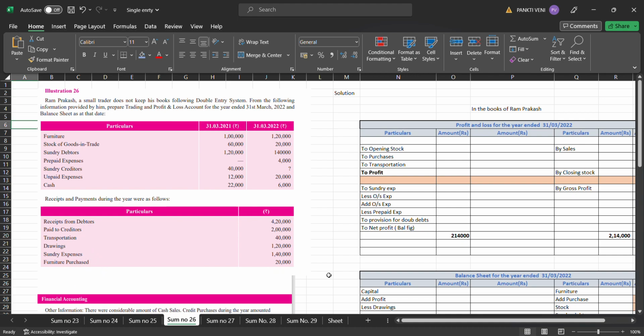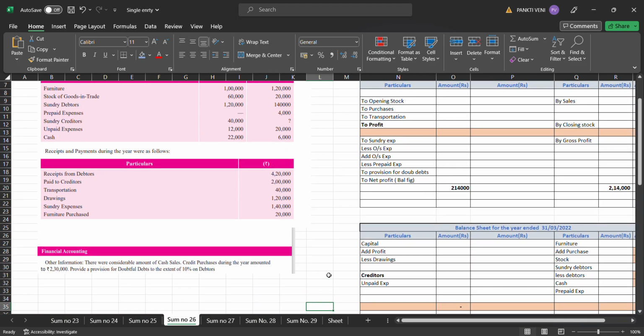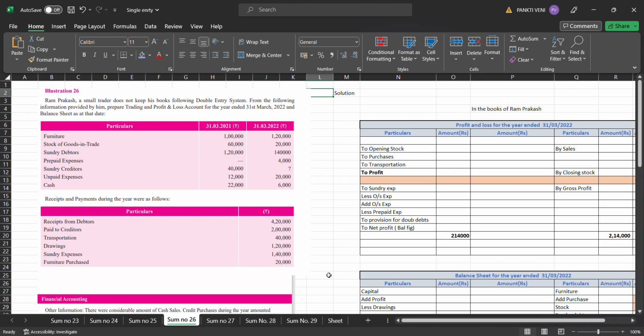We have other information. There were considerable amount of cash sales. Credit purchases during the year amounted to rupees 2,30,000. Provide a provision for doubtful debts to the extent of 10% on debtors. Okay, so what I'll do is I'll go for the table first.